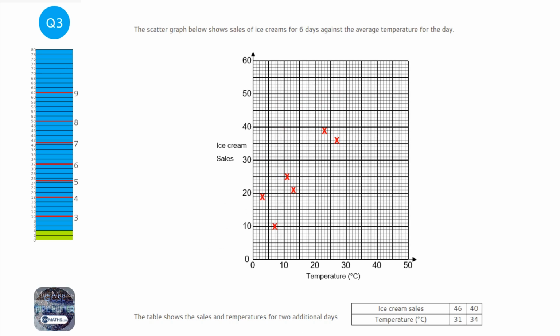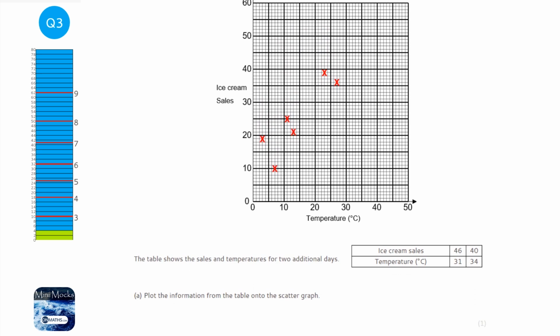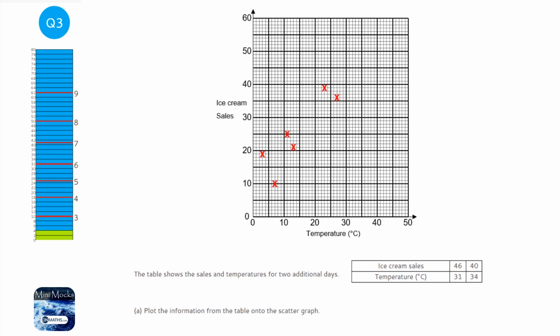Okay, so we've got a scattergraph question, and the first question asks us just to plot the information from the table into the scattergraph. So we've got ice cream sales at the top and temperature at the bottom, which is not the same way around as on the graph, so we've just got to be careful.